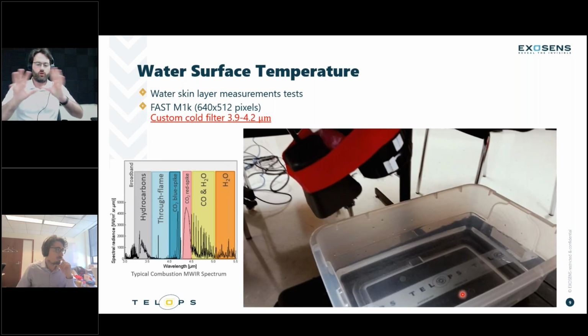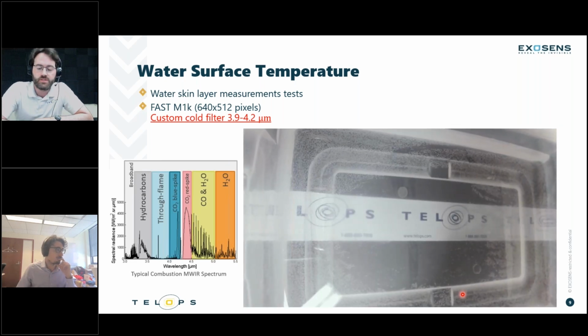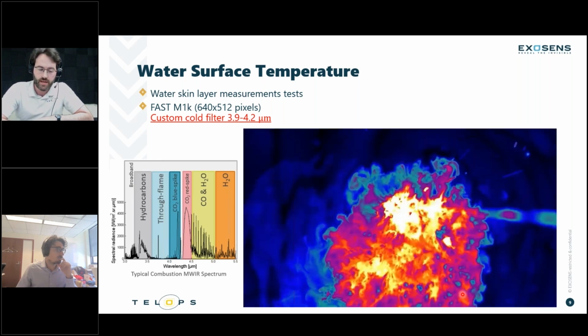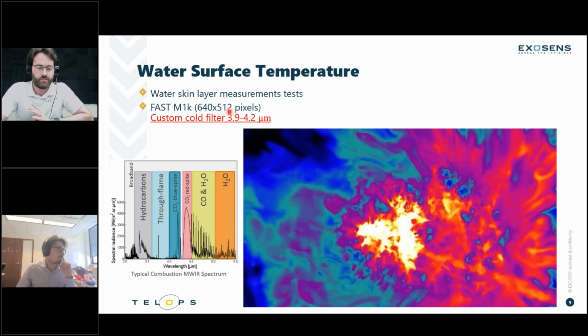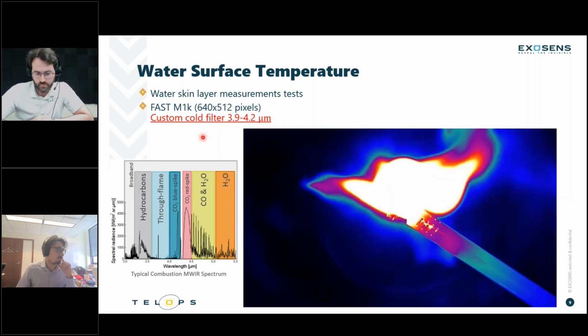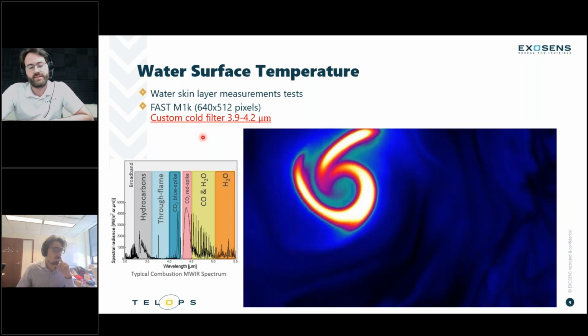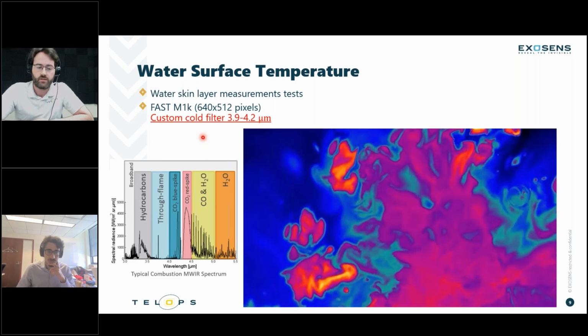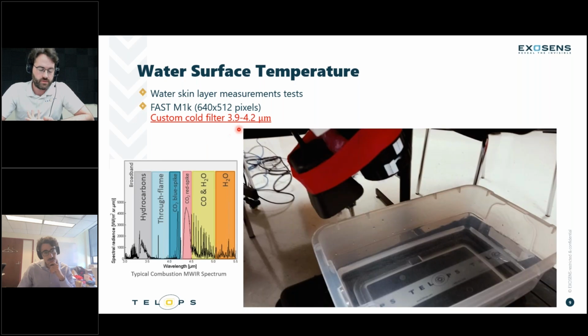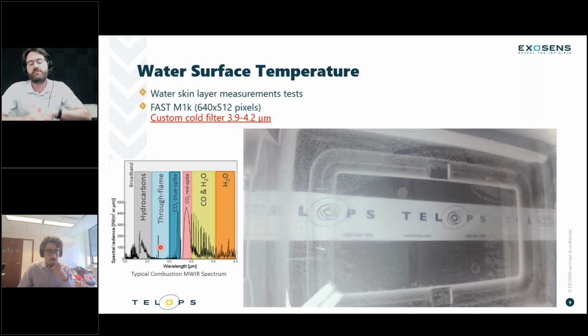So here I'll look at some water surface temperature measurements. This was a project where we were using a mid-wave camera, so the M1K with a 640 by 512 pixel window. And for this particular project, they were requesting a custom cold filter at 3.9 to 4.2 microns. Why a cold filter like that? Because that can isolate your measurement.